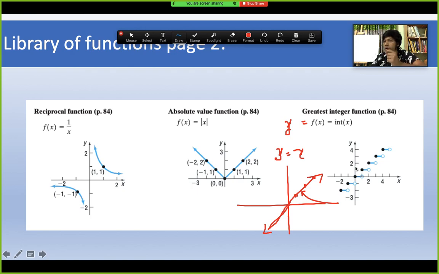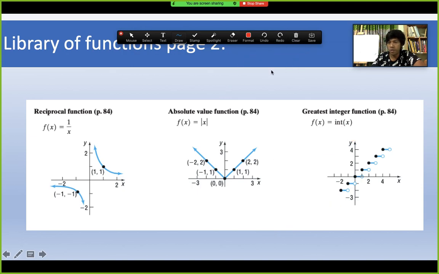x equals 1, y equals 1; x equals 2, y equals 2; x equals 3, y equals 3; x equals 3.5? No, we cannot take it, because we said we will take only integers. Integer means 0, 1, 2, 3, minus 1, minus 2, and so on on both sides. Do you understand? Decimal values we cannot take for the integer. But in the real numbers, decimal values, square root values, all of them we can take. So this is the only difference between this graph and that graph, and all other graphs follow pretty much the same process.